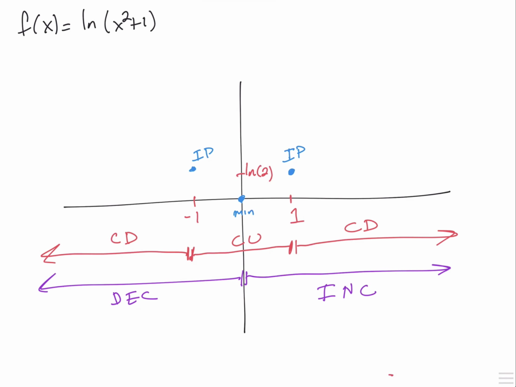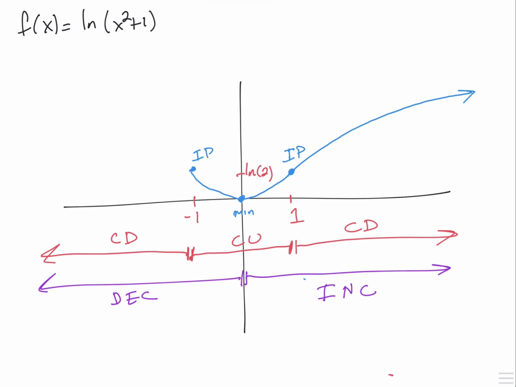So we have concave up, increasing, right? And then here, it's still increasing, but it becomes concave down, right? So it looks like that. And then if we go left of 0, it's concave up, decreasing, concave down, decreasing.